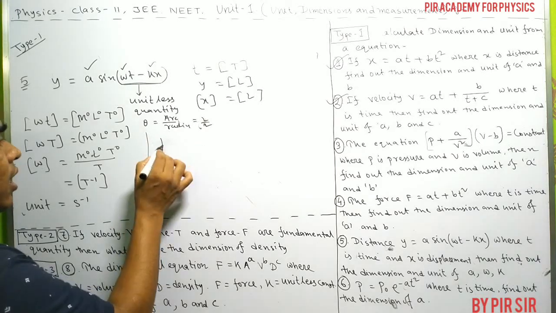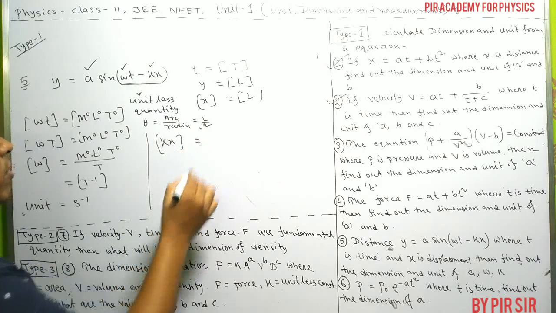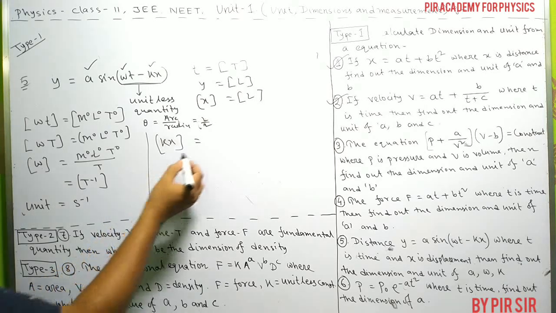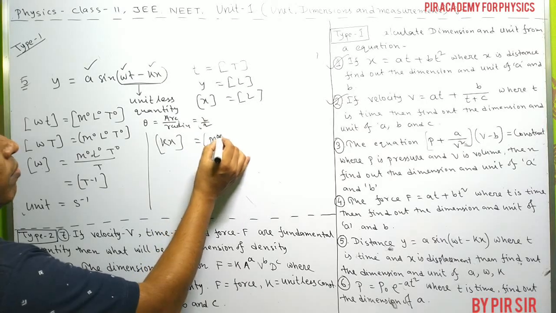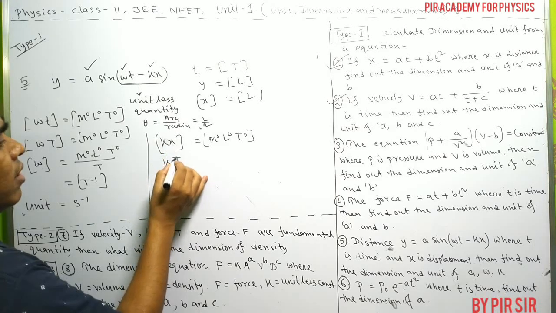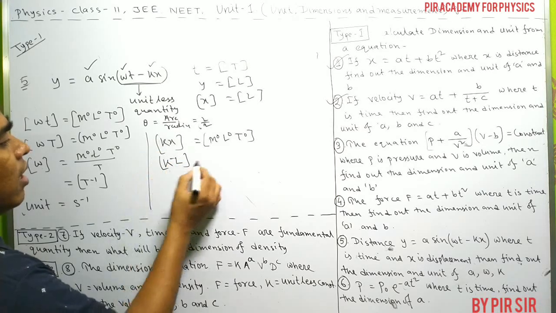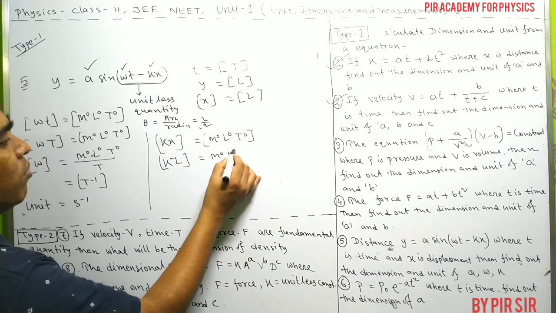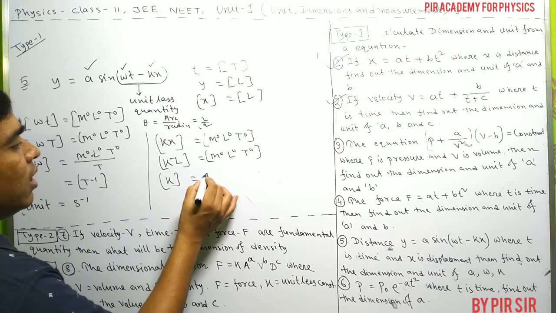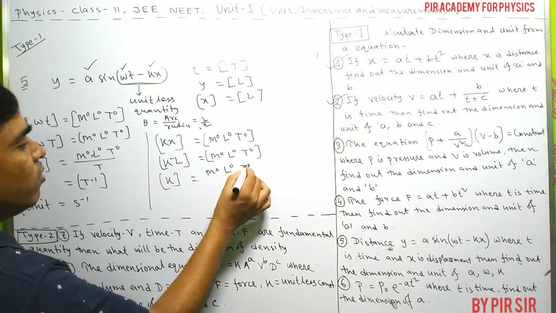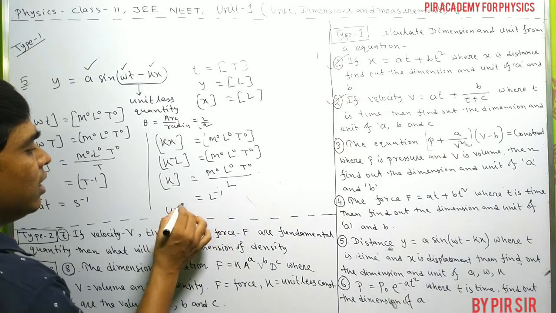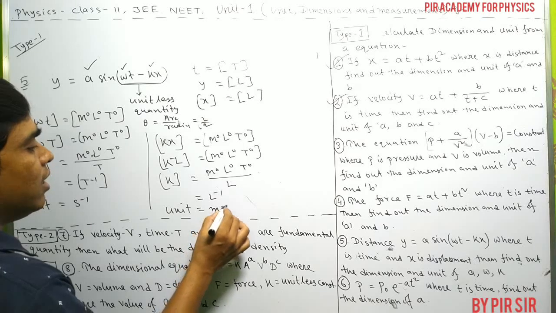And also kx must be a dimensionless quantity, because a dimensionless quantity is M to the power 0, L to the power 0 and T to the power 0. Here k and x is L. That means the dimension of k will be M to the power 0, L to the power 0, T to the power 0 divided by L. That means L inverse. The unit will be meter inverse.